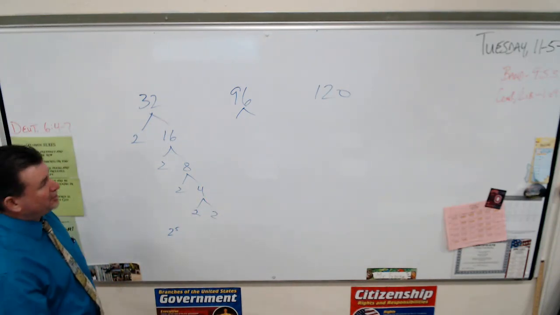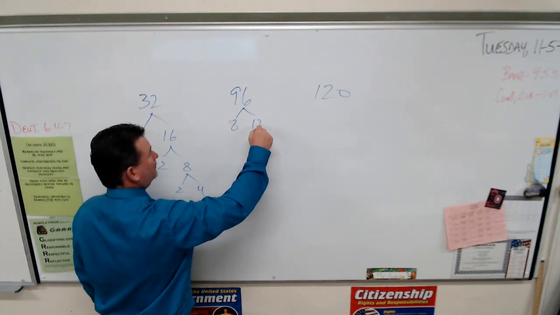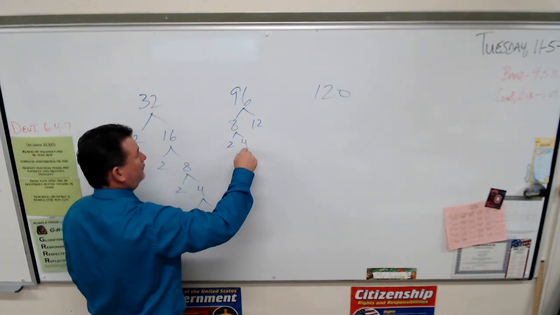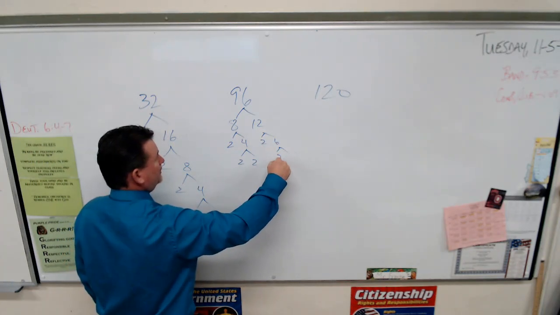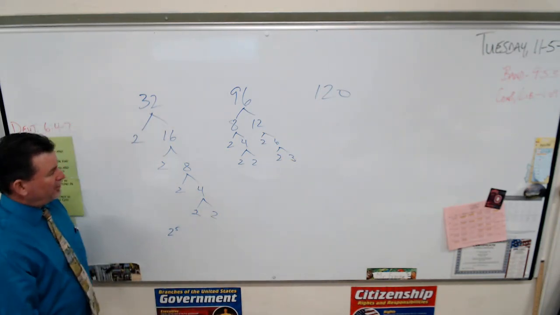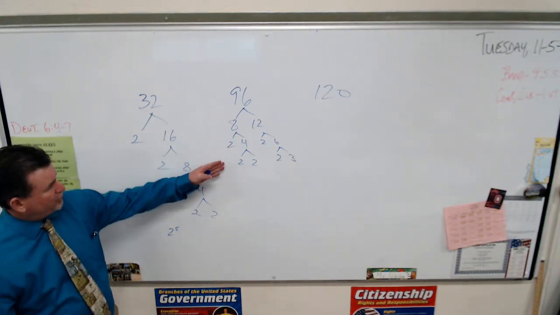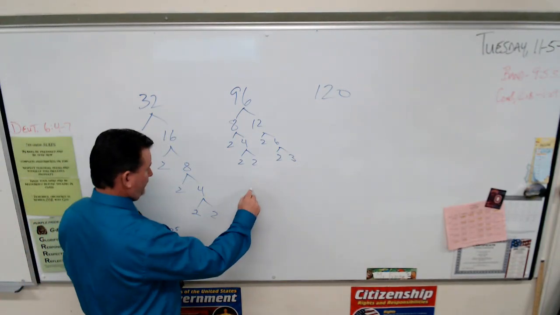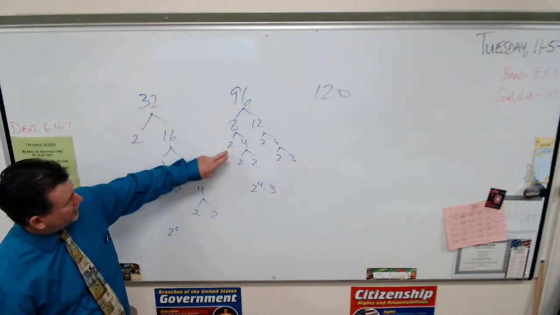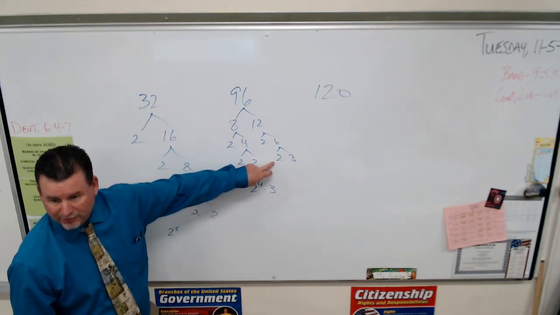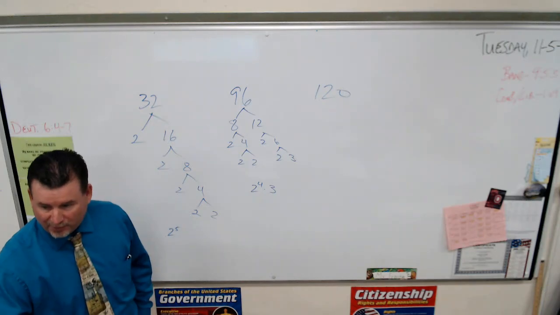But our times tables tell us that 8 times 12, 2 times 4, 2 times 6, 2 times 3. So we've got 2 to the 5th here. We got 2 to the 4th. 1, 2, 3, that's 5. Times 3. 1, 2, 3, 4. And we got 3. You with me so far?